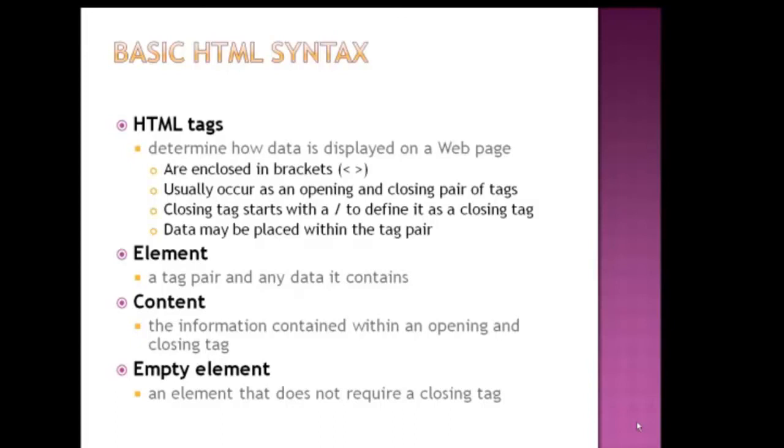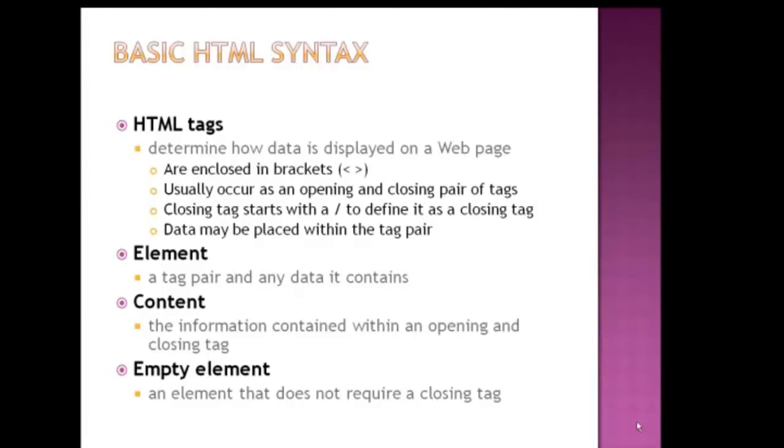A pair of tags, like in the example that I gave you earlier, the letter B in the opening and closing tags, usually is referred to as an element, and the information that is contained within the element's opening and closing tag is basically referred to as its content.